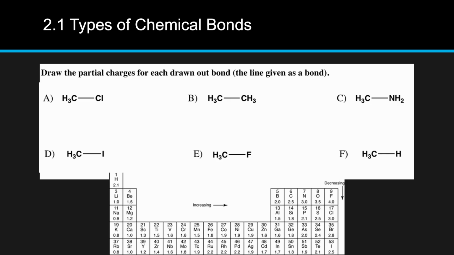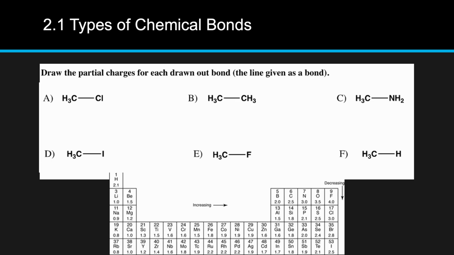Now it says draw the partial charges for each drawn out bond. The line given is the bond. So when we're getting partial charges, again, you're just going to look at the atoms on each side of the bond, and you're going to write whether it's a partial negative or a partial positive.